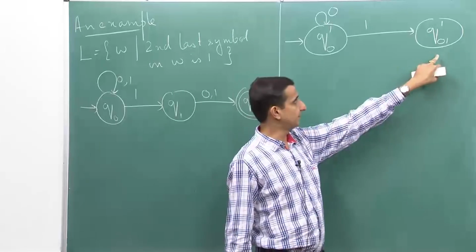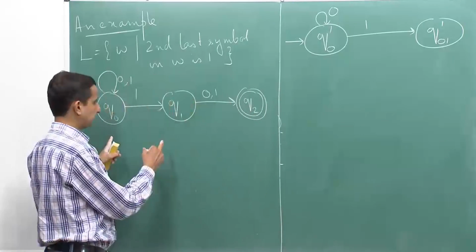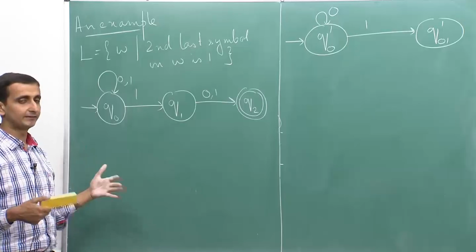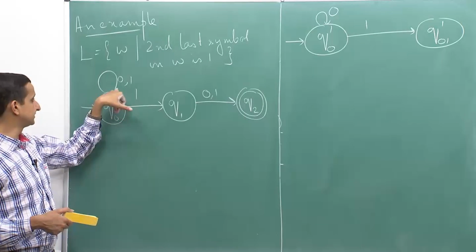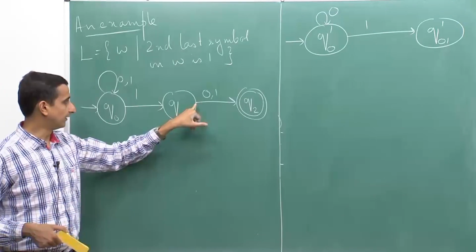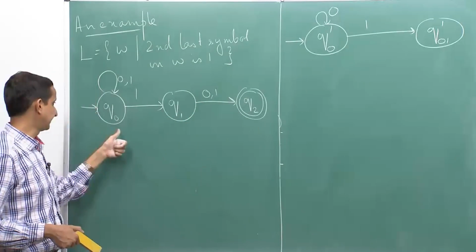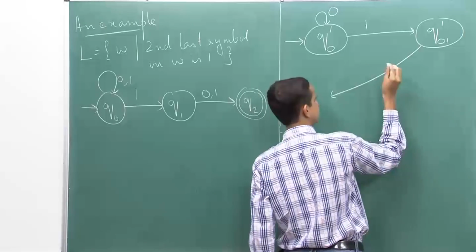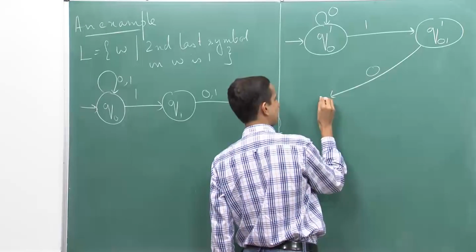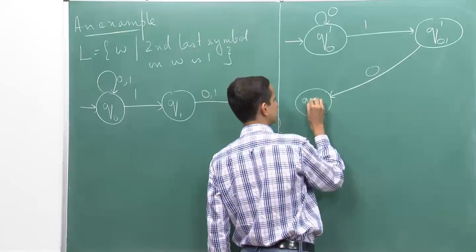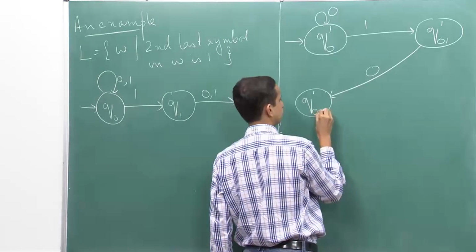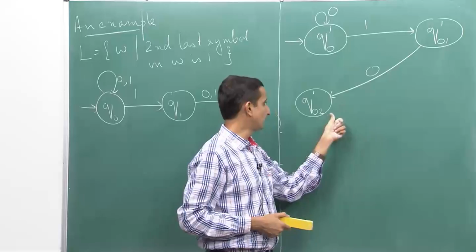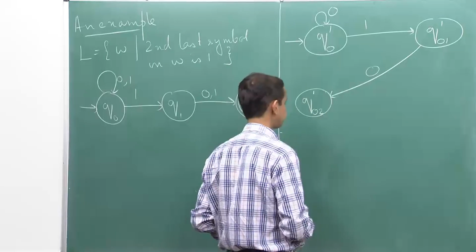Now, let us look at this subset. What happens from Q01 when we see a 0? Once again, recall that we have to take the union. From Q0 when we see a 0, we go to Q0. From Q1 when we see a 0, we go to Q2. If I take the union, it is Q0 Q2. So, from Q01, if I see a 0, I will go to the state Q prime 0 2. Once again, from 0 on a 0 I go to 0, from 1 on a 0 I go to 2, hence it is 0 2.